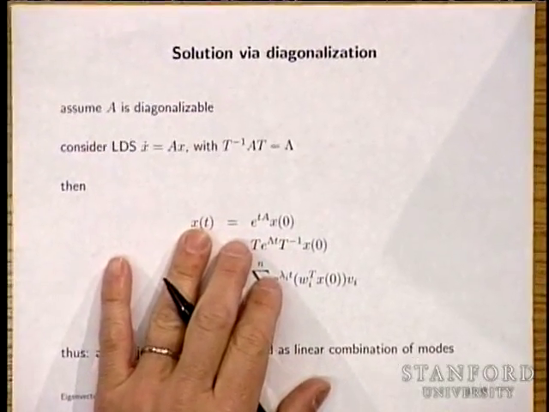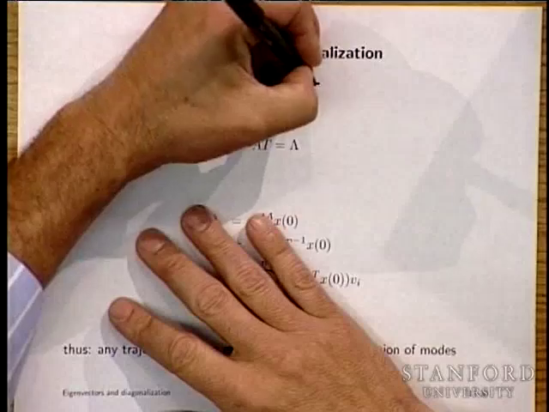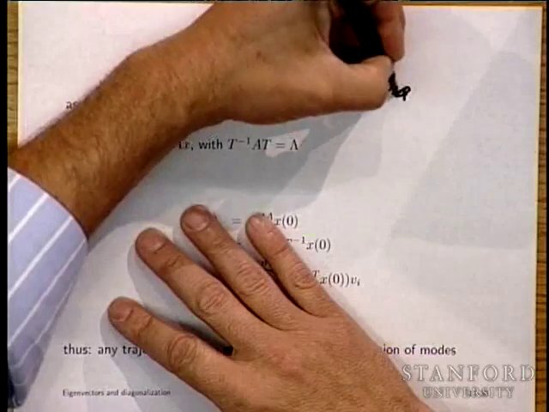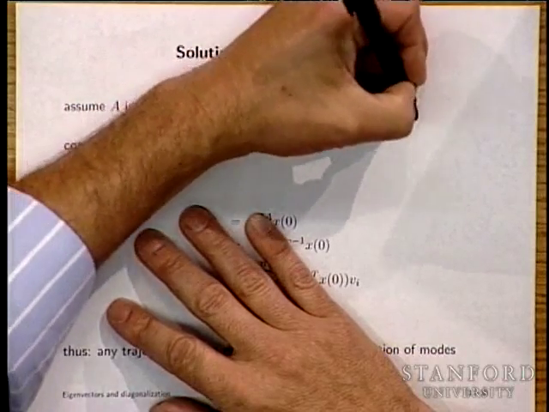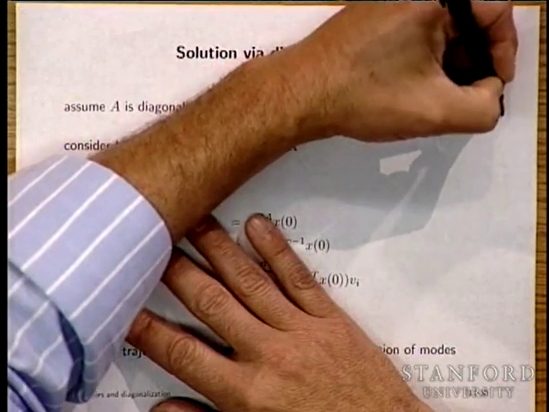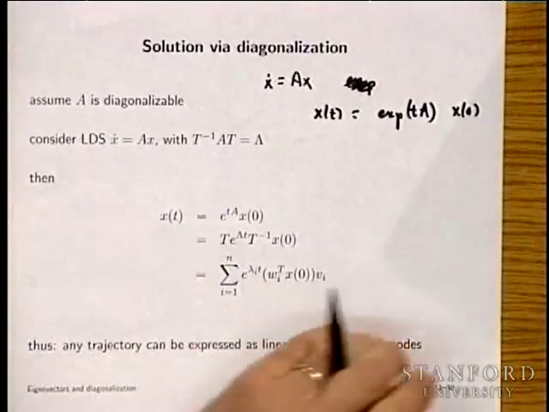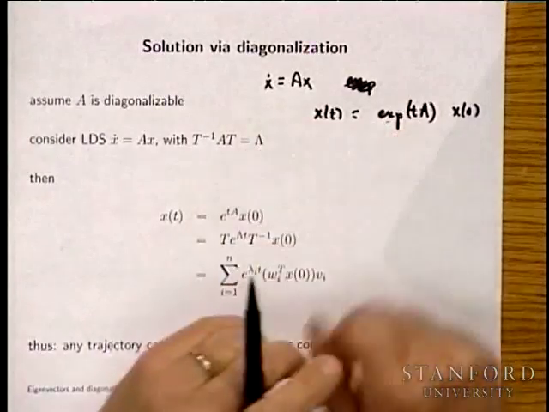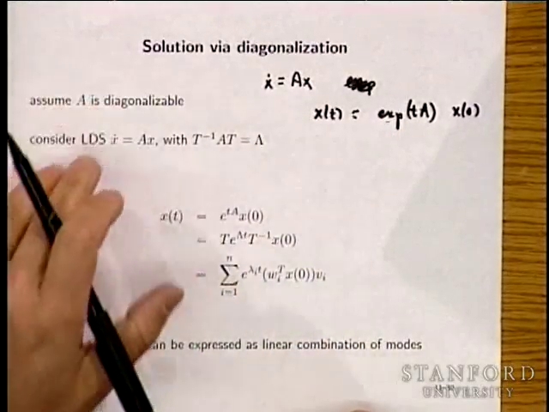All right, let's look at the solution of x dot equals Ax. Well, we already know what it is. It's simply this. x of t is the exp of tA times x of 0. That's what it is. That's the solution. And we already have a rough idea of what this looks like and things like that, or we have some idea of it anyway.